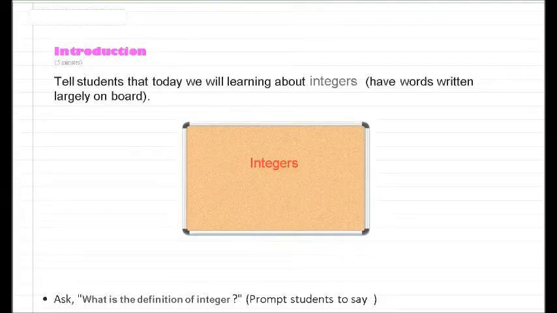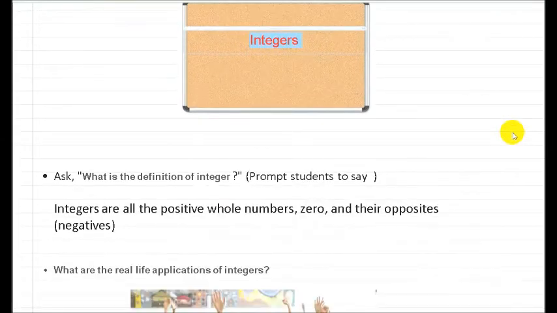Hello everybody. Today we will be learning about integers. Who can tell me what is the definition of an integer?